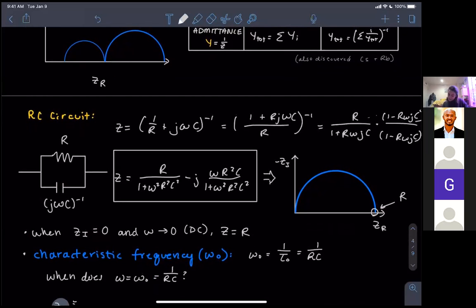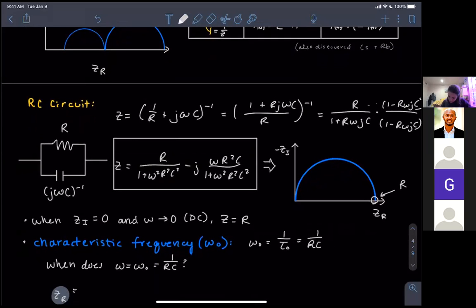And so then the next thing that's important to actually look at is the characteristic frequency of an arc. I'm going to denote that as omega sub O, and that's just equal to 1 over the characteristic time constant, tau, which is 1 over RC, so the resistance times the capacitance. And I want to know, when do we actually get this characteristic frequency for the arc?